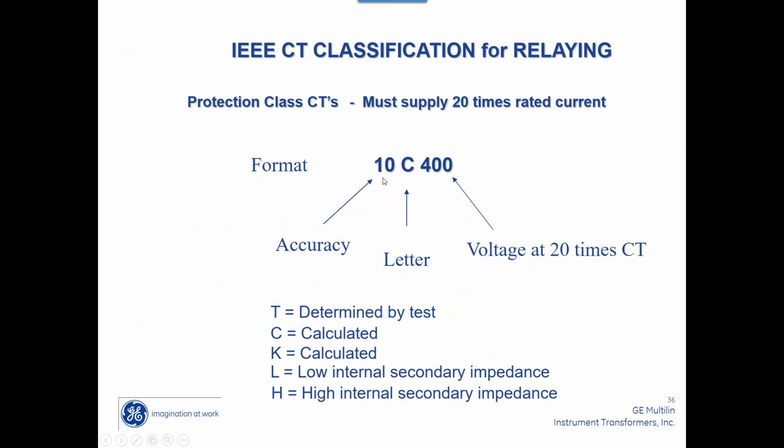So here's my accuracy. Typically on protection CTs, they've got a 10% accuracy. C in this case means it was calculated. And 400 tells me this CT at 20 times current can produce 400 volts.